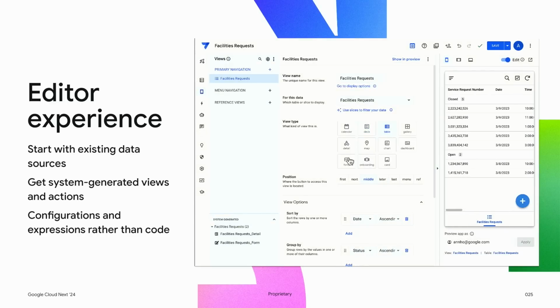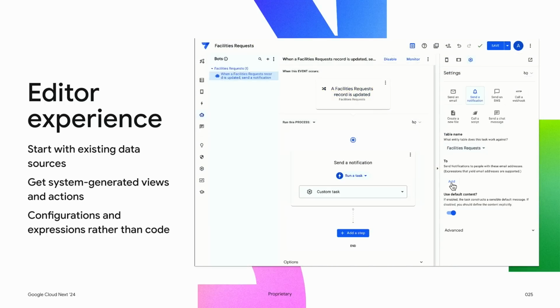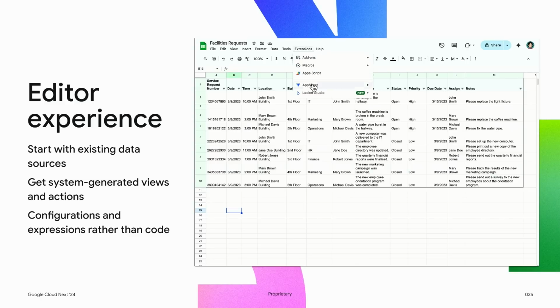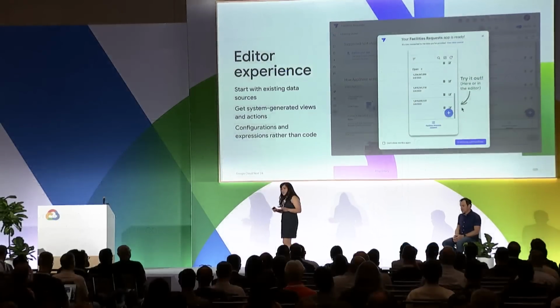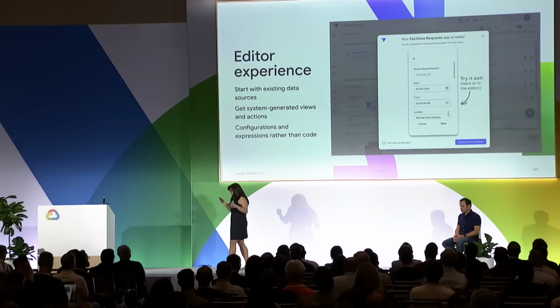That's because we automatically create the views that we think they need, like the forms, detail cards, and list views. We even create some common actions, like create, edit, and delete. And from there, they can continue to build out their app and add automations and additional functionality.